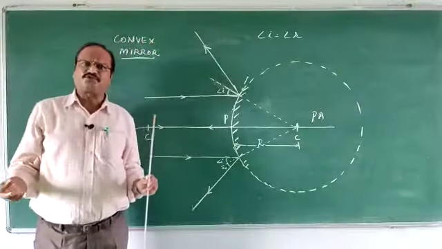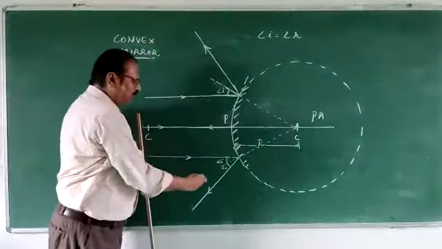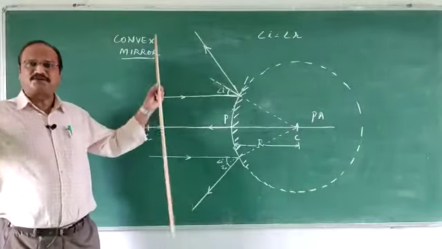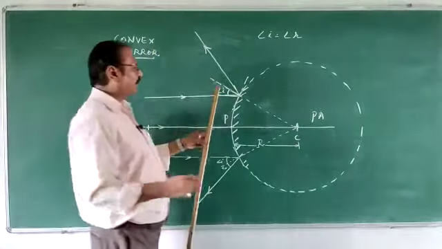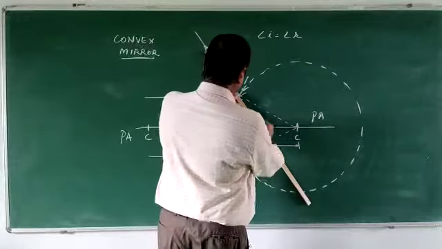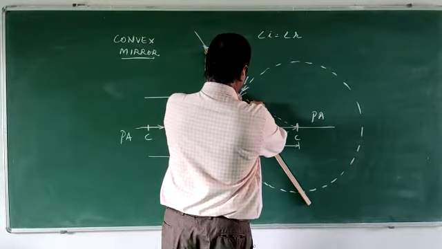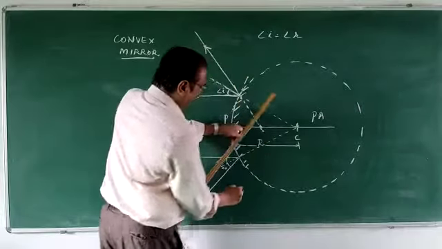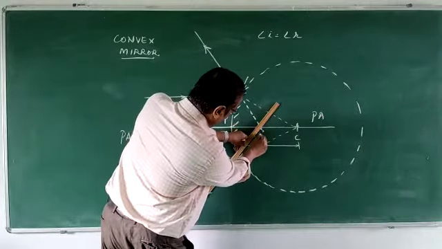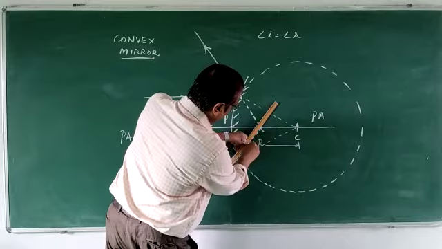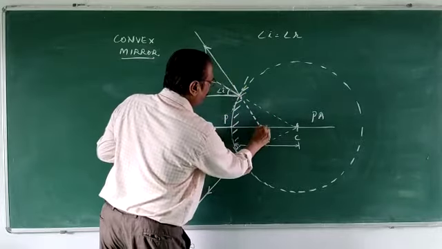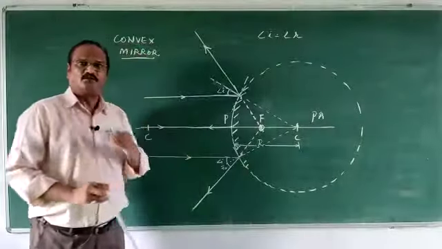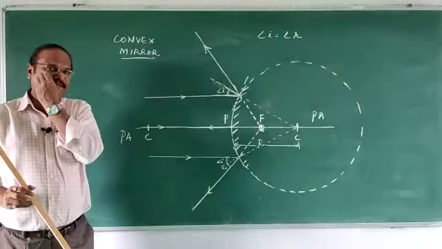But where is the focus? Will these two rays meet anywhere? No, they cannot meet anywhere. They are diverging. So what I do, mathematically, is extend it backward like this and touch the principal axis. And similarly, I extend it backward like this, and I touch that. And this point is called the focus. Are you understanding what I'm saying?